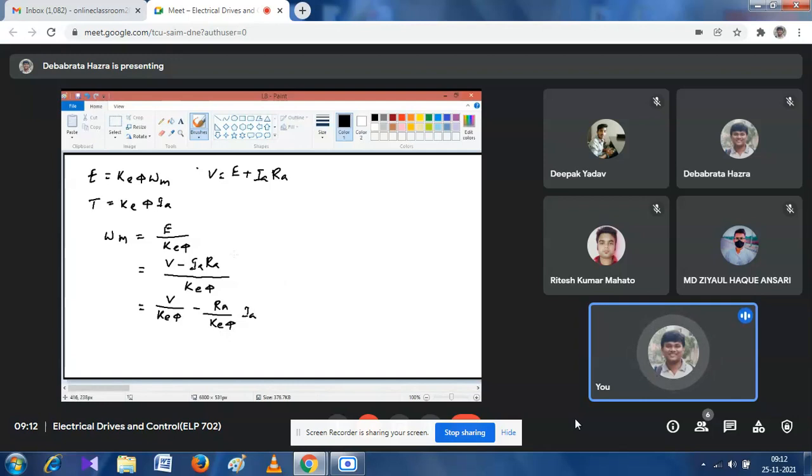And if we replace the value of Ia from the torque equation, what we get? V by Ke phi minus Ra by (Ke phi) square into T. Hope you will understand. Have you understood this?